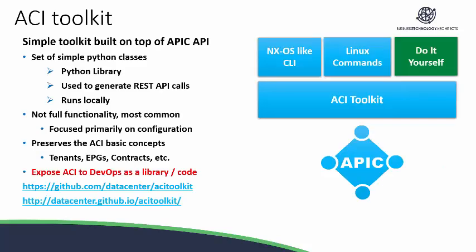The ACI toolkit is a simple toolkit built on top of the APIC API. There's a set of simple Python classes, a Python library, that you can use to generate REST API calls. It runs locally. It's not full functionality. It's just the most common sets, and it's focused primarily on configuration. Basically, it preserves the ACI basic concepts of tenants, EPGs, contracts, and so on. And you can pull that from GitHub.